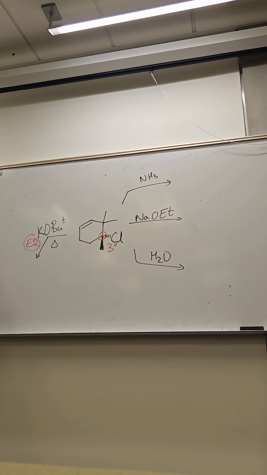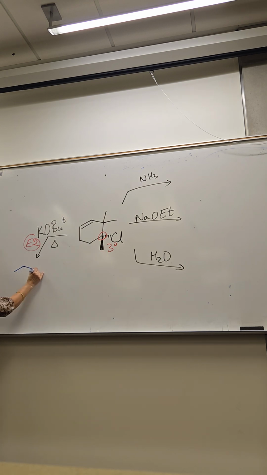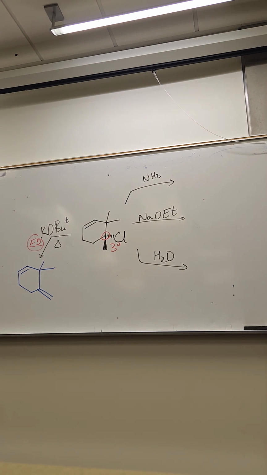Anybody? The double bond will be on the methyl. The double bond will be on that exocyclic methyl, the methyl on the outside of the ring, because those are the least hindered hydrogens. Everybody agrees?